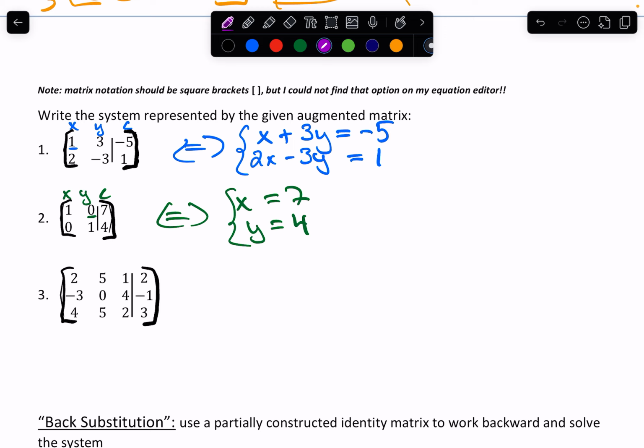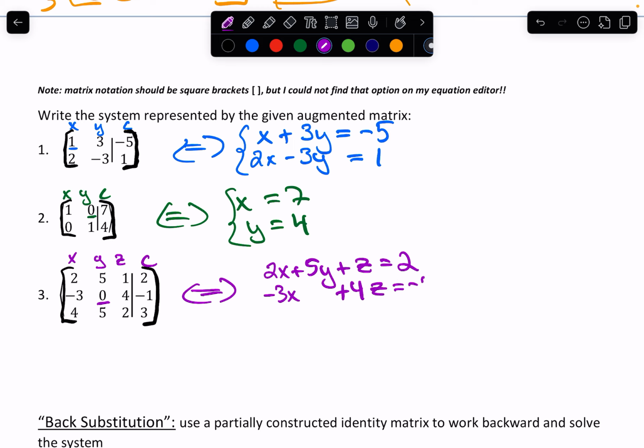Next one, we've got 3 columns and the augmented column. So x, y, z, and constant. Our first equation is that first row, 2x plus 5y plus z equals 2. Second row is negative 3x. Now this one again is 0, so we can leave that blank. And plus 4z equals negative 1. And then our third row, 4x plus 5y plus 2z equals 3.